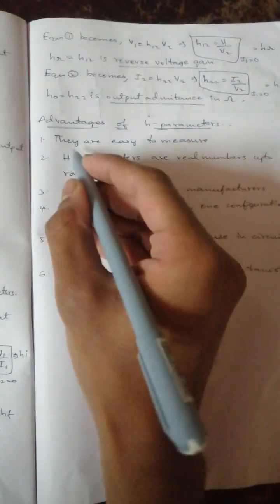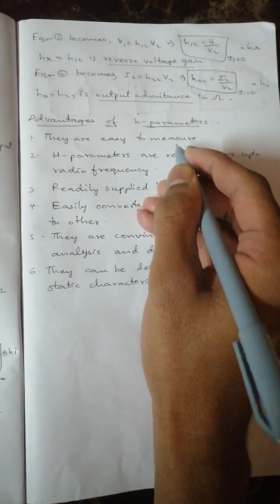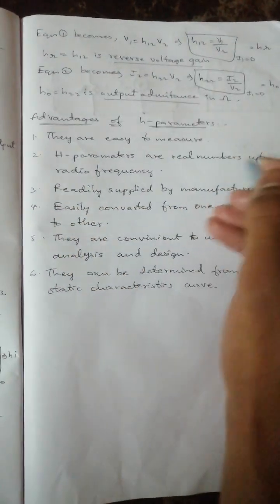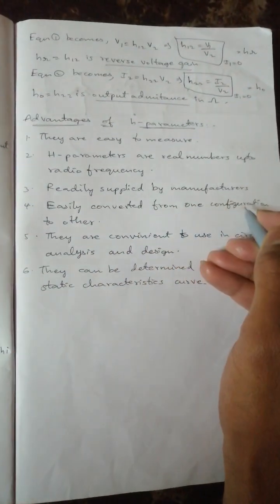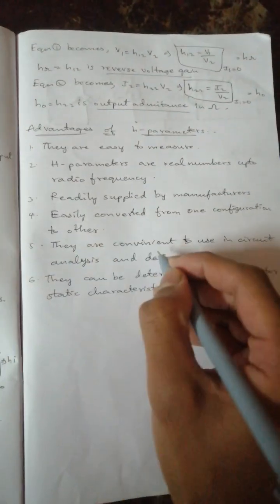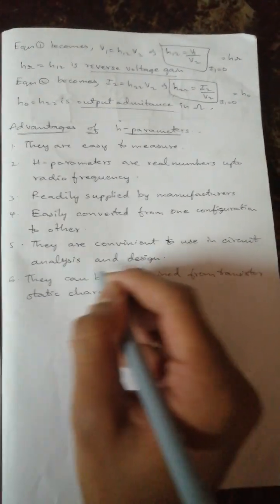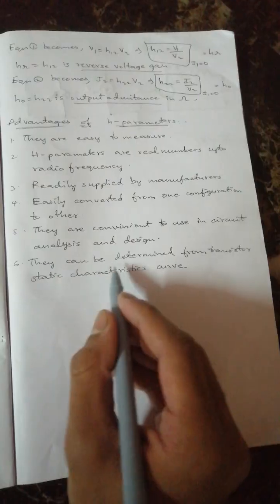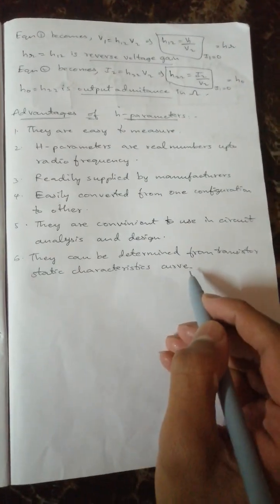Advantages of H parameters. They are easy to measure. H parameters are real numbers up to radio frequency, readily supplied by manufacturers, and easily converted from one configuration to another. They are convenient to use in circuit analysis and design. They can be determined from the transistor static characteristic curve.